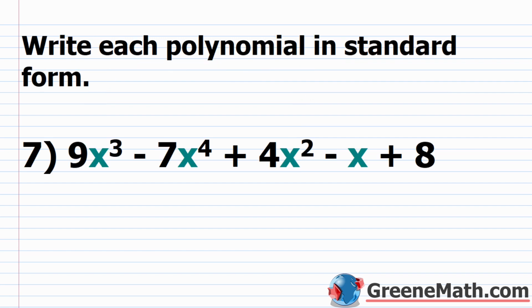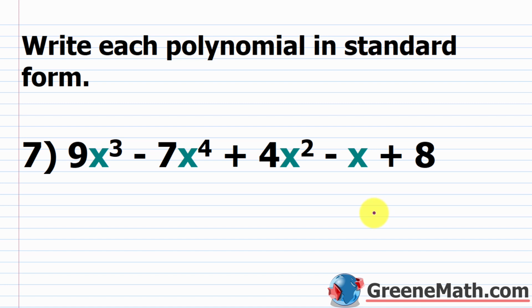Now we want to write each polynomial in standard form. In order to do this, if you have just one variable involved, you're basically going to look for the highest exponential power on your variable, okay? And then that term is going to go all the way to the left, or it's going to go first. Then you're going to look for the next highest. That's going to go second. Then the next highest. That's going to go third, so on and so forth.